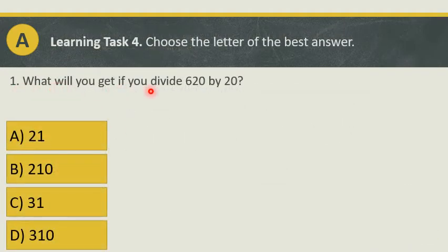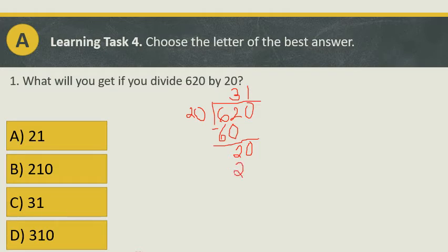Number 1, so what will you get if you divide 620 by 20? So, divide nga natin. So, 620 divided by 20. So, sa 6 hindi pwede. So, sa 62 tayo. And sa 62, merong tatlong 20. So, yun po ay 60. 3 times 20 is 60. 62 minus 60 is 2. Then, we will bring down 0. So, 20 divided by 20 is 1. And 1 times 20 is 20. So, subtract natin. 20 minus 20 is 0. So, the answer is 31.